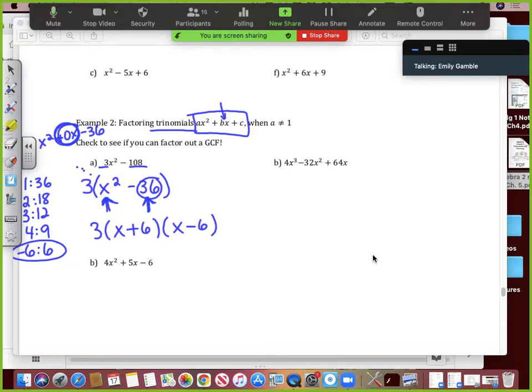This is considered the completely factored answer to this problem. This is how you would want to leave your answer: 3 times (x plus 6) times (x minus 6).